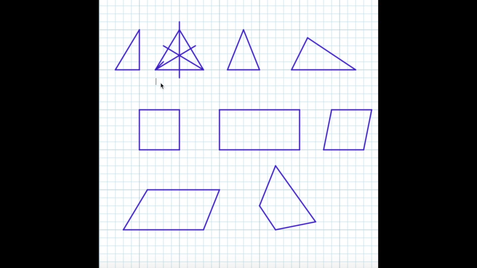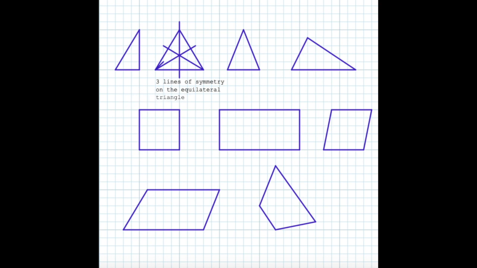So here, I know that there are three lines of symmetry. And that is on the equilateral triangle.